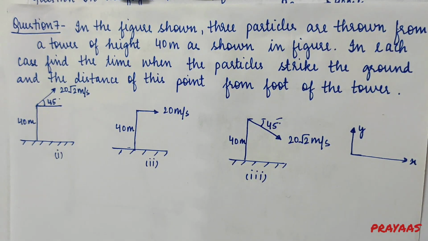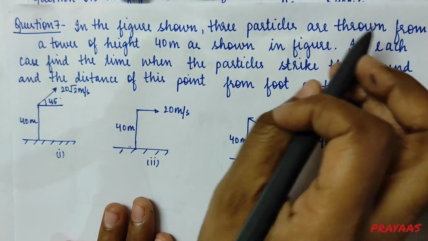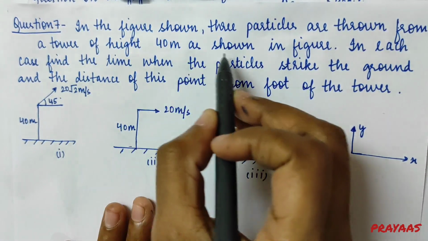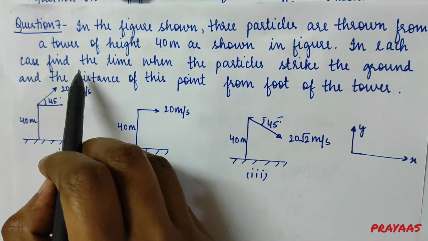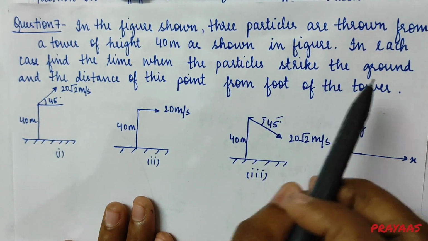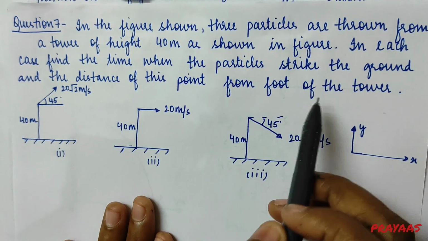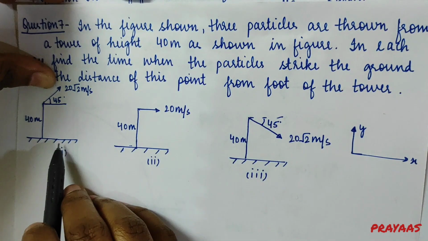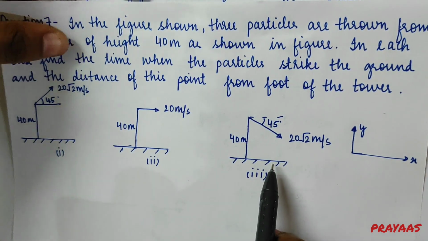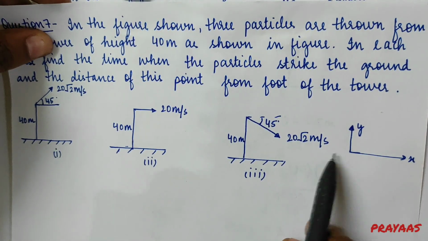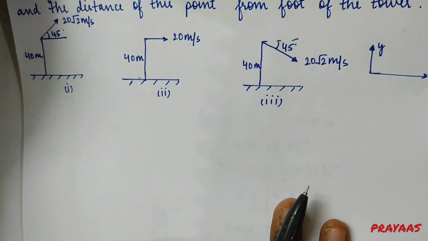Next question. In the figure shown, 3 particles are thrown from a tower of height 40 meter as shown in the figure. In each case, find the time when the particle strikes the ground and the distance of this point from the foot of the tower. This is case 1. This is case 2 and this is case 3. This is positive x direction, this is positive y direction.